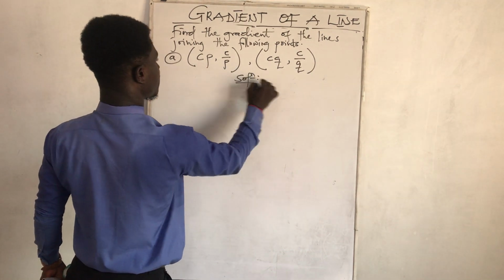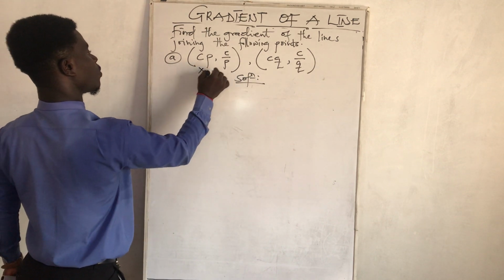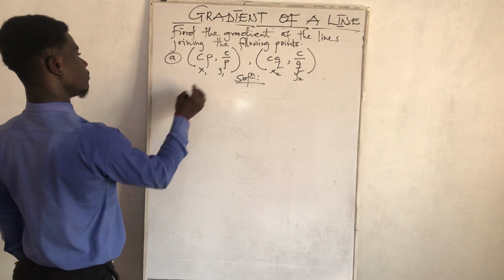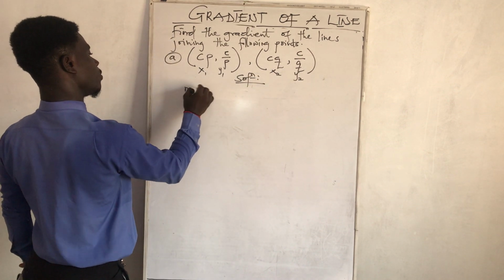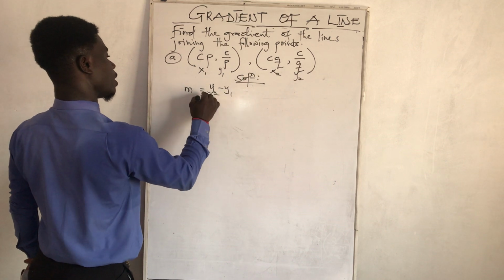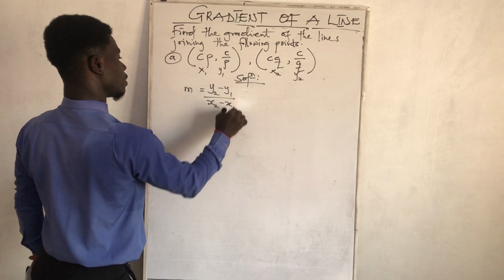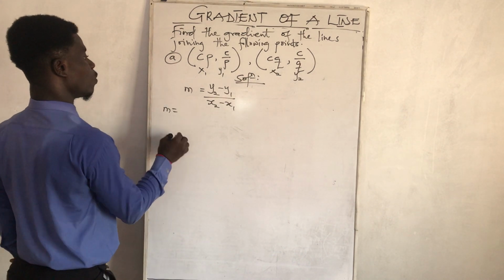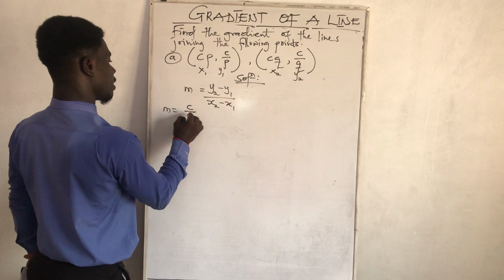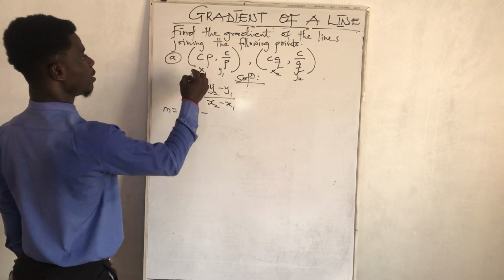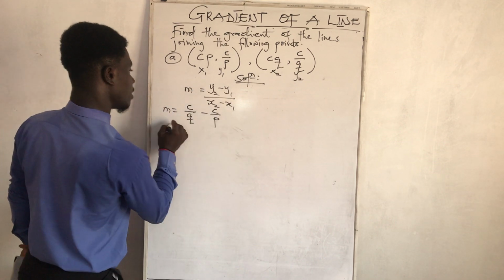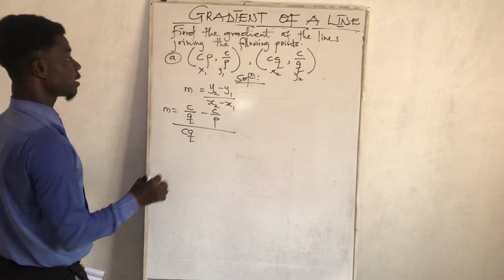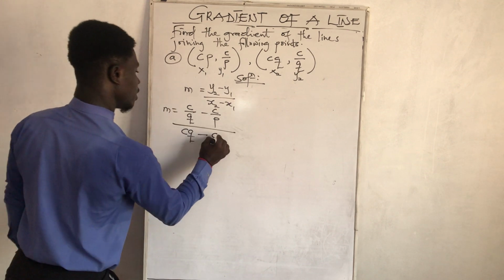So how do we do this? We have x1, y1, x2, y2, right? So now I have m, which is equal to y2 minus y1, all over x2 minus x1, right? So now m must be equal to y2, which is c over q, minus y1, which is c over p, then divided by x2, which is cq, minus x1, which is cp.